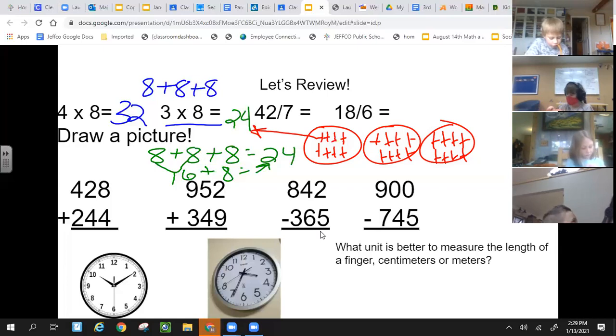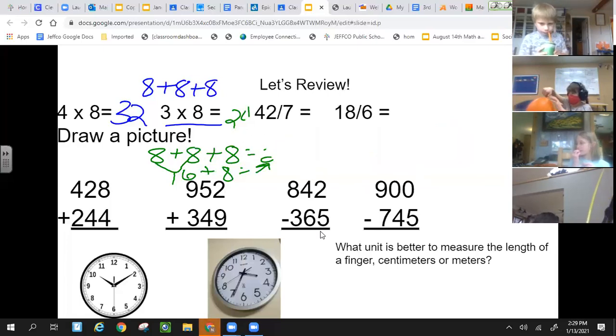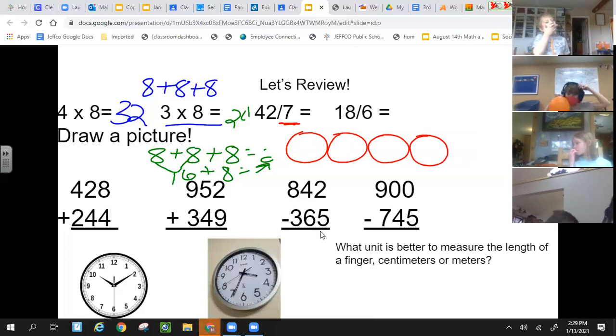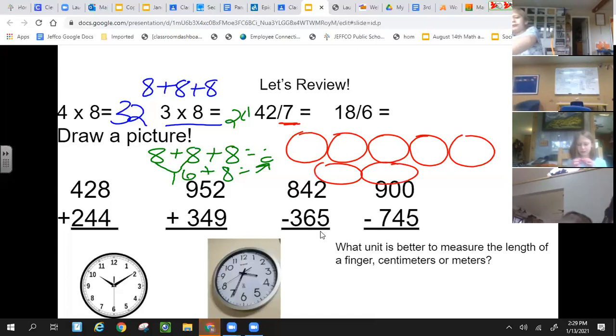All right. 42 divided by 7. I'm going to show you how to draw a picture to figure this one out. I want to know how many 7s are in 42. So I'm going to take that 7 actually and draw 7 circles, just like we did for the multiplication. 1, 2, 3, 4, 5, 6, 7. And I'm going to divide 42 of these dots into my circles.